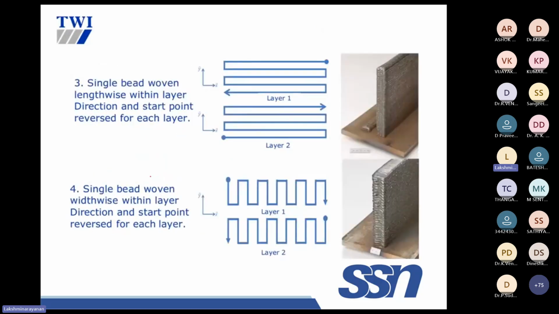And one more thing: if you want to deposit a large volume, there is one more parameter, which we call overlap. So you have to overlap the beads. Whenever you overlap, there is one particular zone that will be reheated again. In wire arc additive manufacturing, there is no specific term heat affected zone. Instead, there is a term we call the reheated zone. The reheated zone you need to keep as minimal as possible. That is very important.